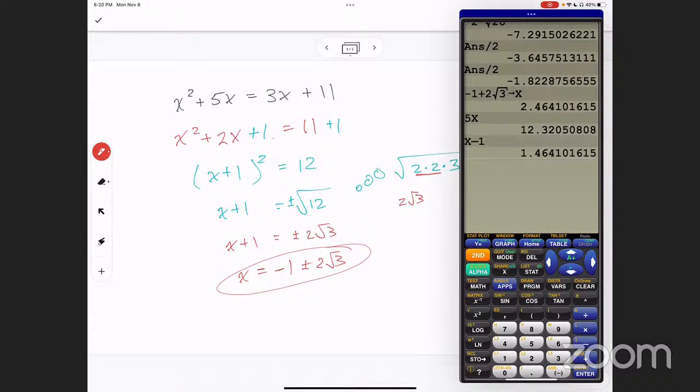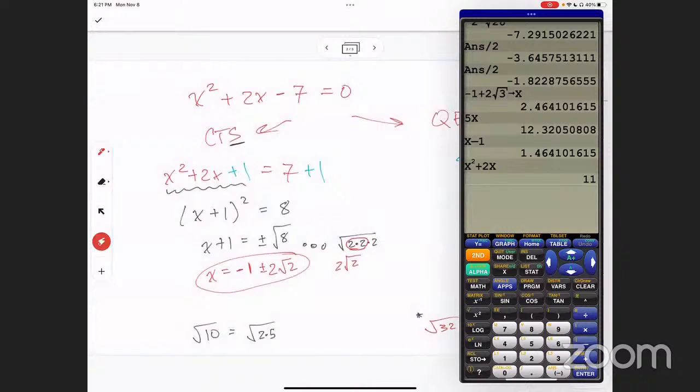Make sense? Yep. So if I type in X squared plus 2X, what should I get? Look back at my problem. Shouldn't I get 11? Yeah, you get 11. Watch this. If I did it right, I'm going to get 11. All right. So that's how you can check your answer. Let's go back and look at another one.